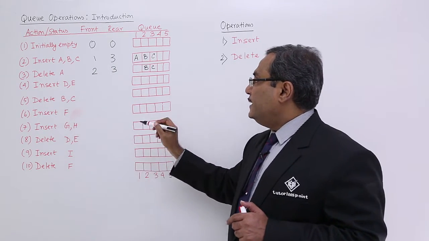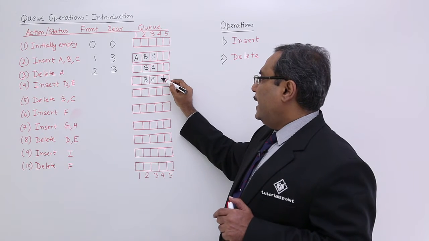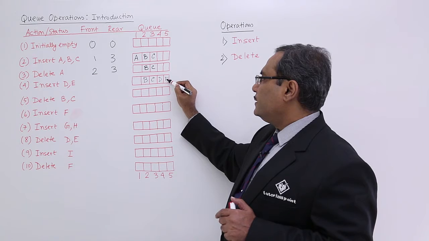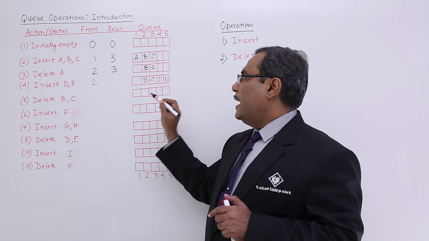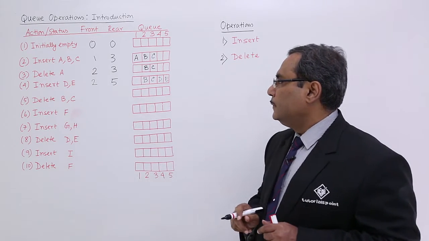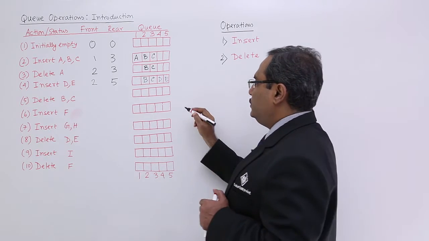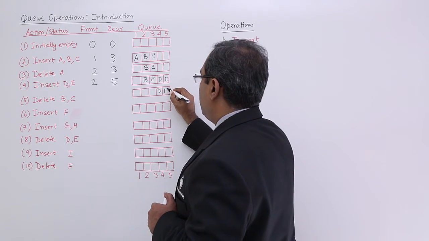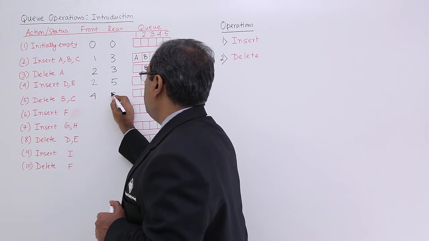Now insert D and E. So B and C will survive and D and E will get inserted. So front will still remain 2 and rear will become 5. Then it is asking to delete B and C. So D and E will remain. So front will become 4 and rear will become 5.